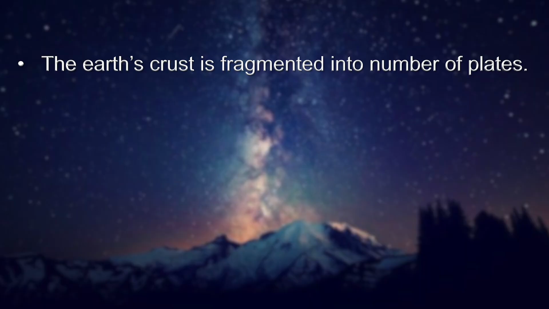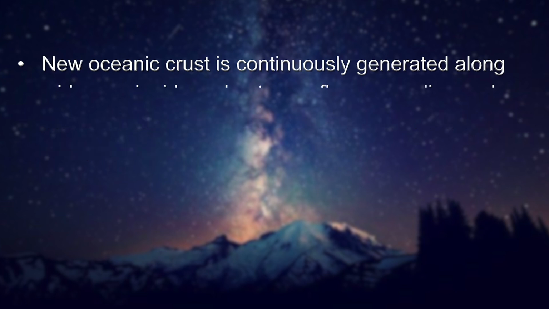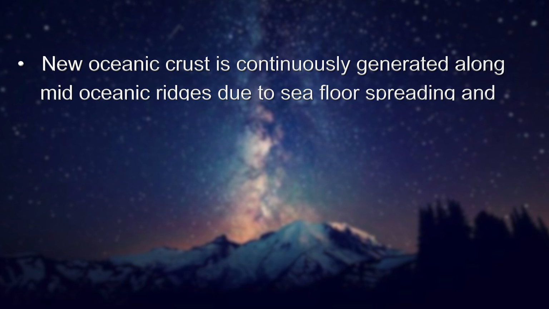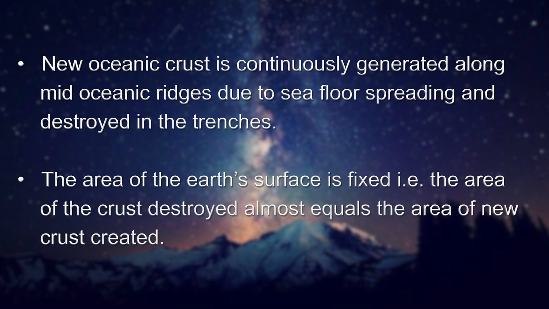Some of the basic assumptions of the theory of plate tectonics are: 1. The Earth's crust is fragmented into a number of plates. 2. These plates horizontally move over the asthenosphere as rigid units. 3. New oceanic crust is continuously generated along the mid-oceanic ridges due to sea floor spreading and destroyed in the trenches. 4. The area of the Earth's surface is fixed, that is, the area of the crust destroyed almost equals the area of new crust generated.